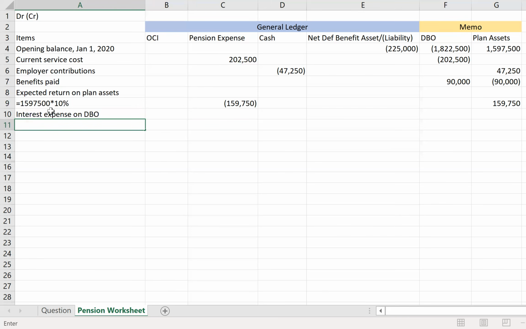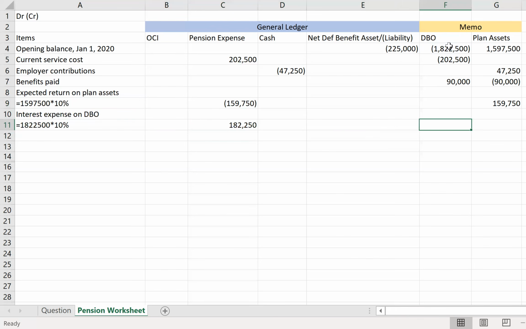So this calculation is simply going to be the 1,822,500 because we didn't see anything in the DBO that increased it at the beginning or the middle of the year. So we can just use that basis times 10%, and that is what this number is going to be. And this is an expense. So you can see the expected return on plan assets is a credit to our expense, meaning it's decreasing our expenses. And the interest expense on the DBO is increasing the pension expense of the company.